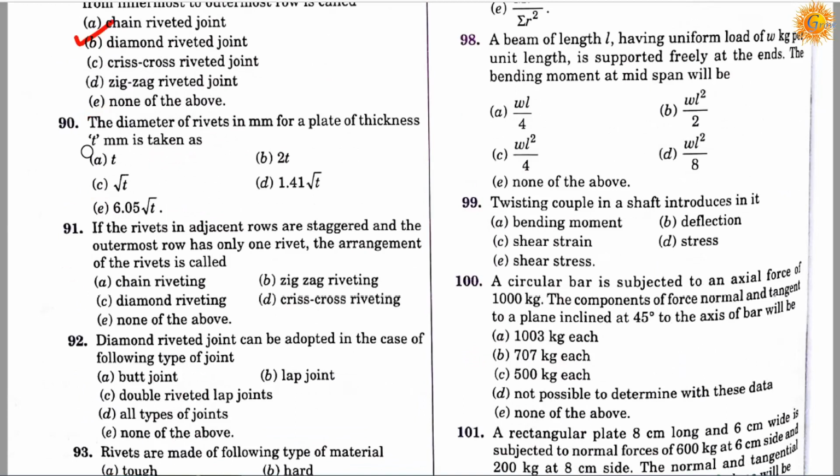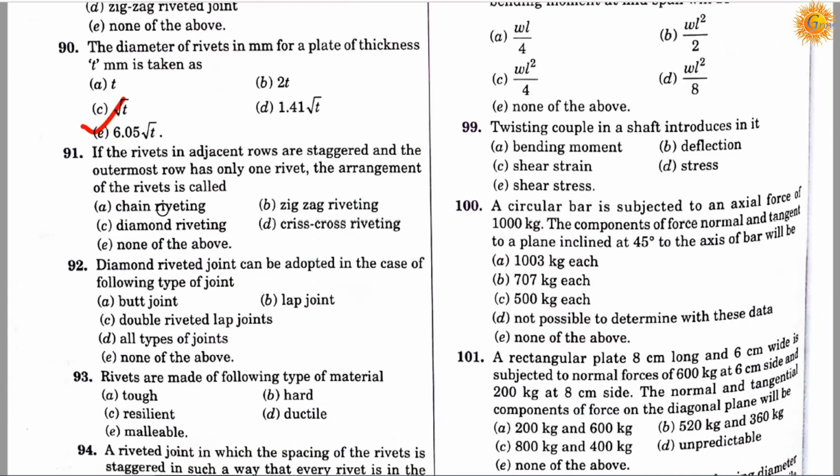Question number 90. The diameter of rivets in mm for a plate of thickness t mm is taken as: option A is t, option B is 2t, option C is under root t, option D is 1.41 under root t, and option E is 6.05 under root t. So correct answer is E, it will be 6.05 under root t.